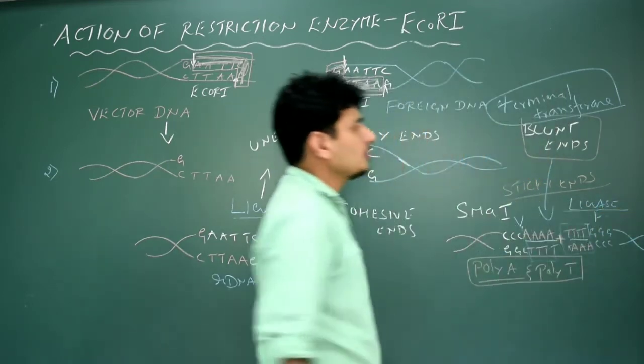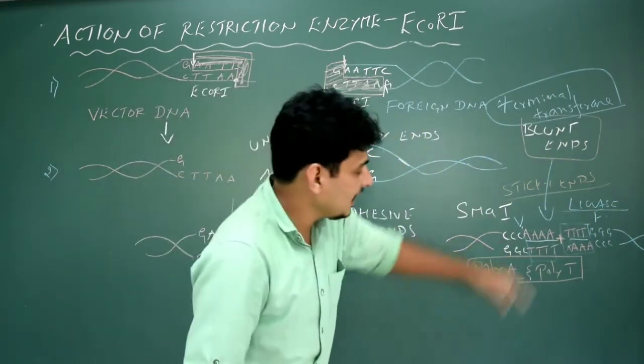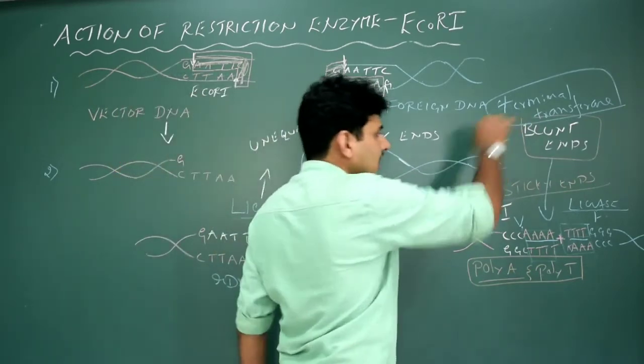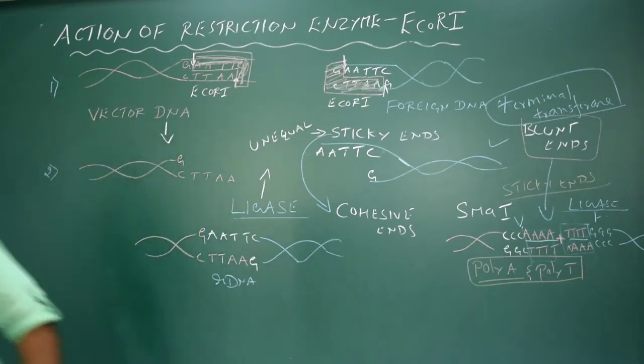So what is the function of terminal transferase? They help in the poly A and poly T process of the blunt ends. That's it. So this is the thing to remember. Don't get confused with the sticky end and blunt end. Both are entirely different.